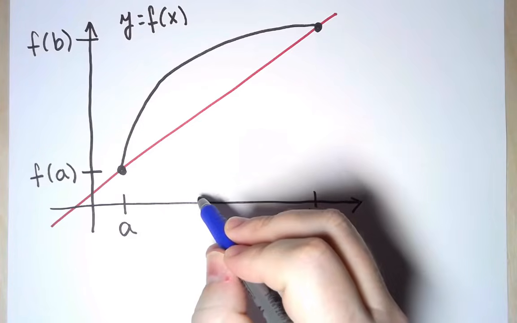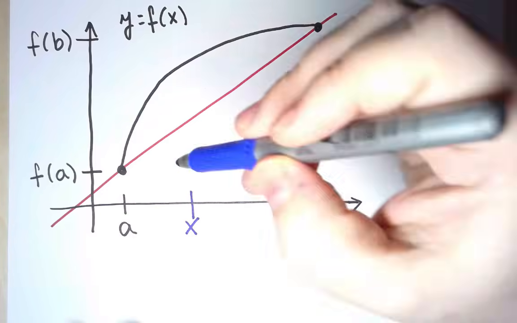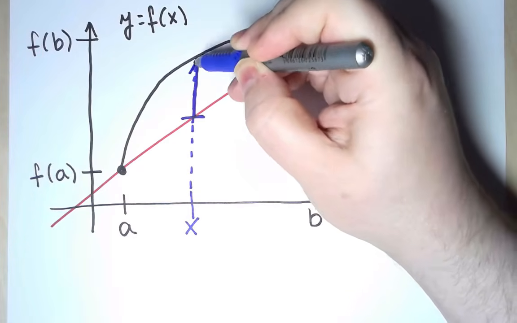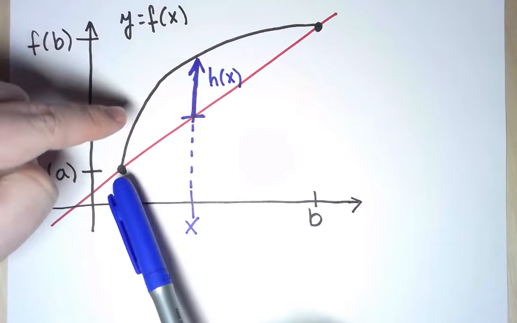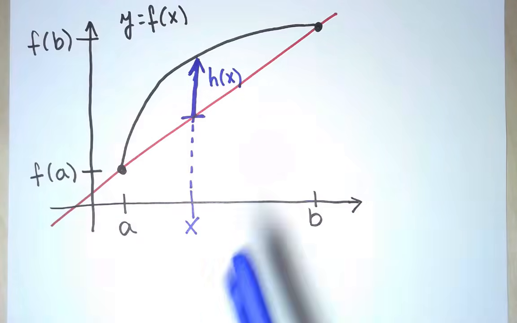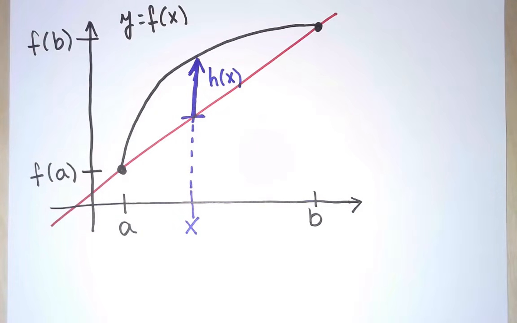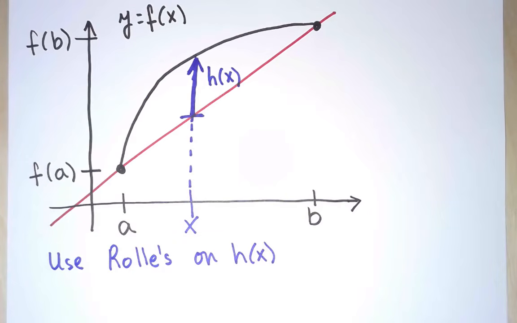Given a generic value of x here, h of x is the vertical distance between the red line and the graph of f. Notice that h of a is 0, and h of b is also 0, so I will be able to use Rolle's theorem on h. To write the proof algebraically, I will need an equation for h.